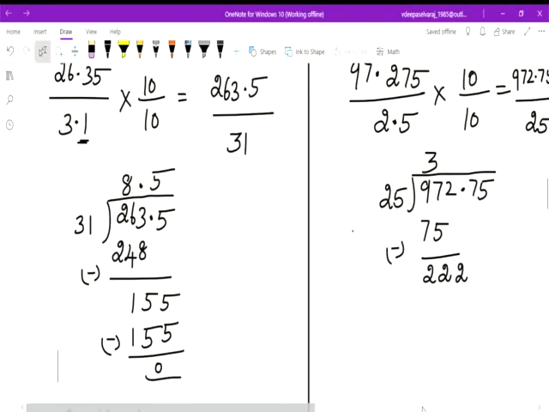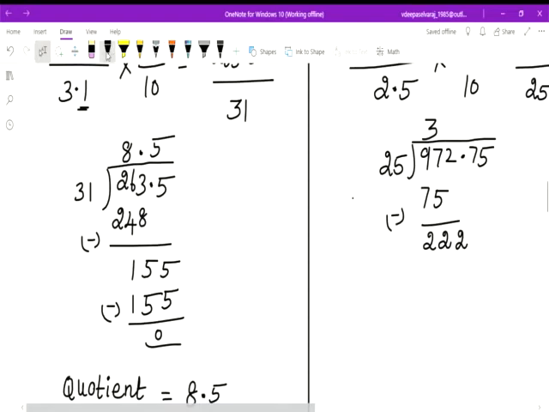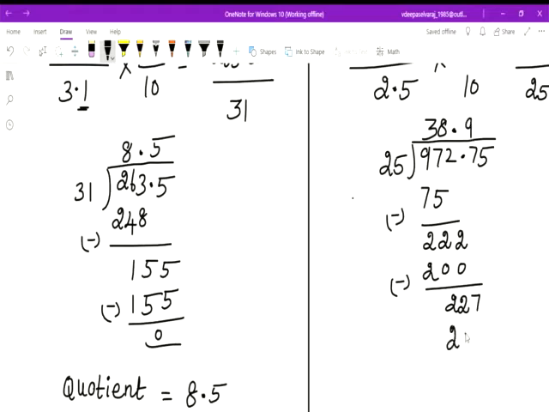In 222, how many times it occurs, children? 8 times. So 8 into 25, you get 200. Now subtract this, what you will get? 22. And we have to take the next digit. But before this, decimal is there. So keep the decimal in the quotient place, then you take the digit. Now 227. Now how many times it occurs? 9 times. 225.